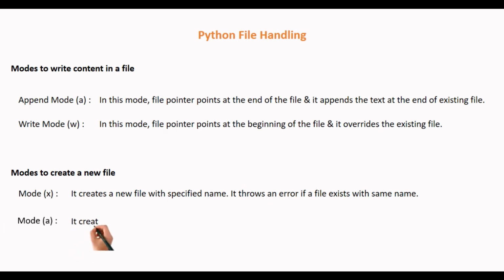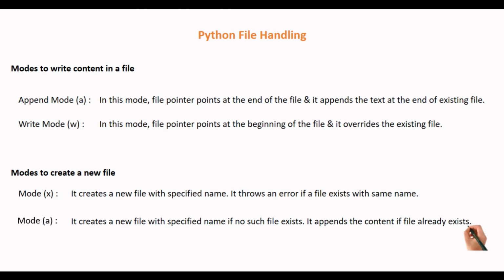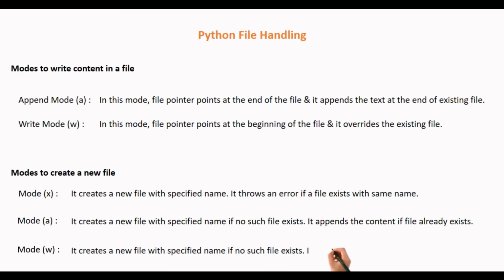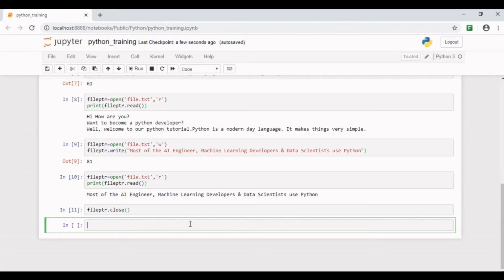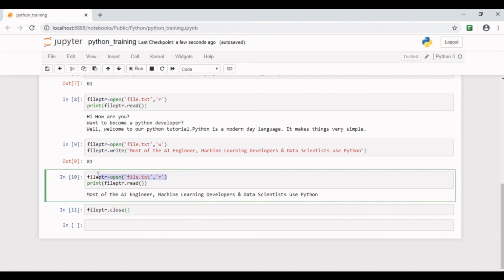Mode A. It creates a new file with the specified name if no such file exists. It appends the content to the file if the file already exists with the same name. Mode W. It creates a new file with the specified name if no such file exists. It overwrites the existing file. We have already discussed mode W and A. Now let's see an example of mode X.